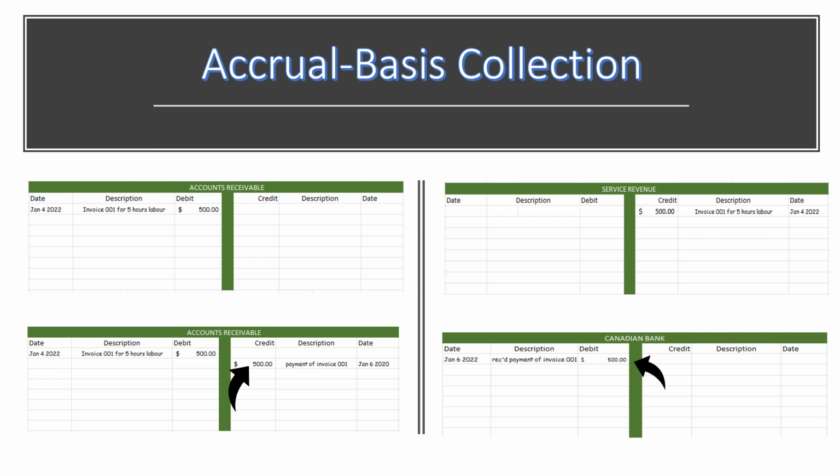Next, we'll look at the collection of the amount owing on January 6th. So on January 6th, we put $500 into the bank, we debit the bank, and then credit accounts receivable. So we now have a debit and credit in equal amounts. So the balance in accounts receivable is 0, and there is now $500 in cash in the bank.